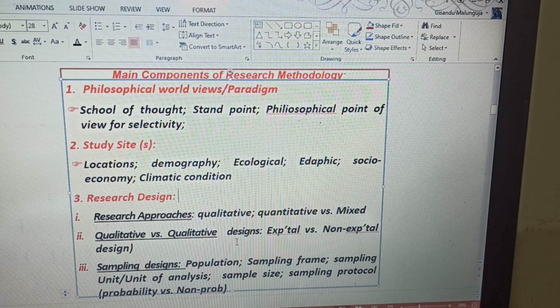With the research design, we have the sampling design, under which a researcher should display the population where he is going to conduct his work. What could be the sampling frame? What could be the sampling unit or the unit of analysis? What could be the sample size? What could be the sampling protocol? Is she going to do so-called probability sampling or non-probability sampling?